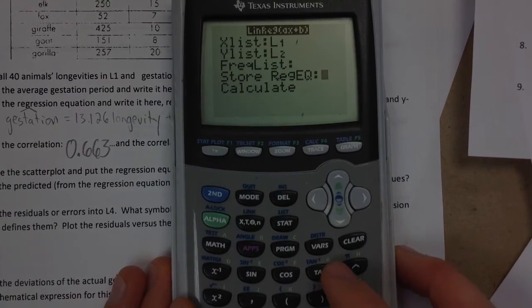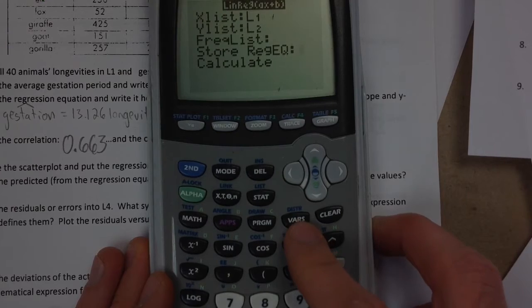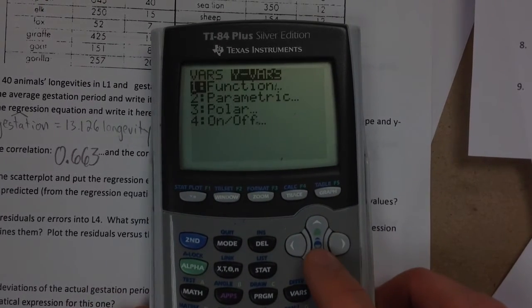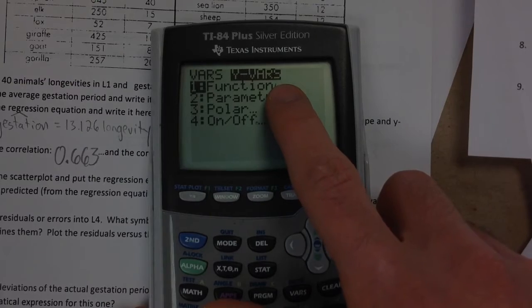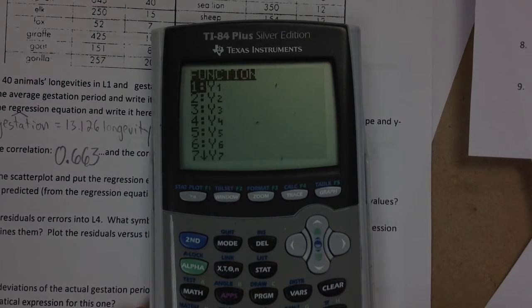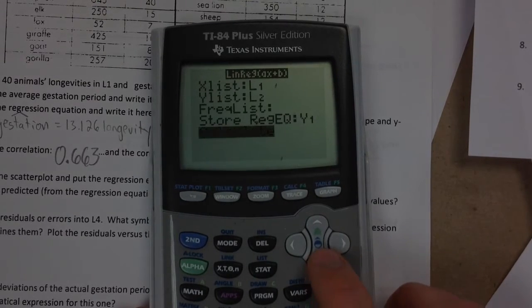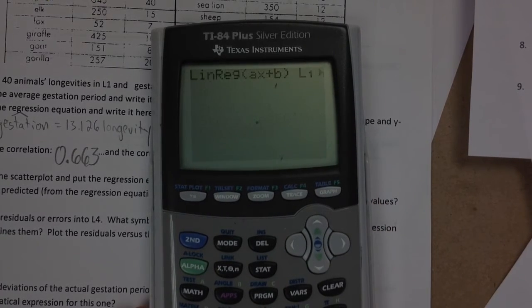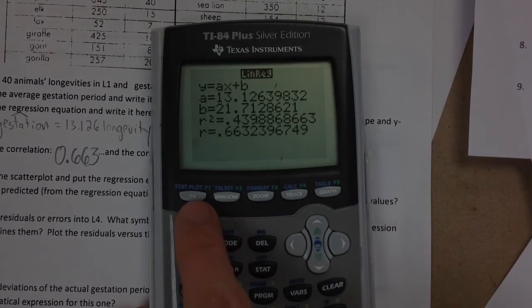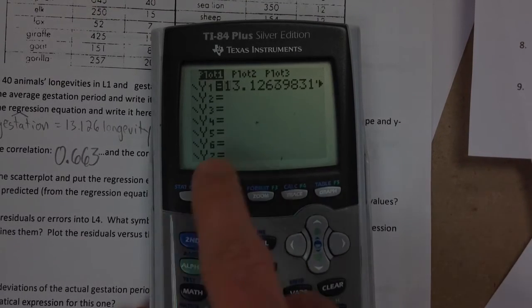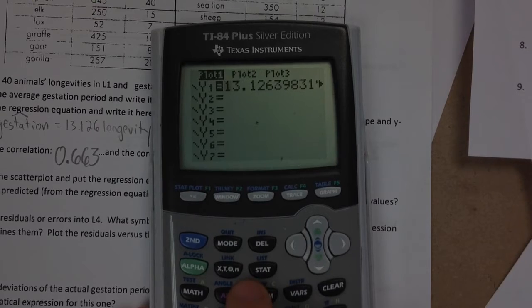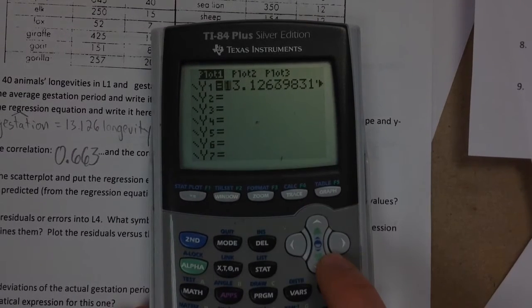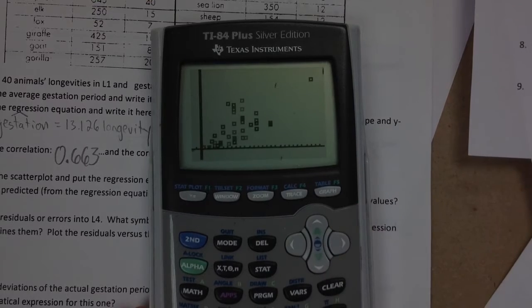Very good. I'm impressed. Vars stands for variables, yvars, and function, number 1. That's how you access y1. I would have loved TI to have made that the default. Oh well. And then when you calculate, what you'll notice is when you go into y1 or y equals, it's there for you with all the decimals available. But usually we don't need that level of precision. And then graph, and then it will be on there. Okay?